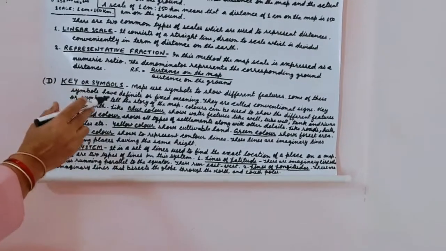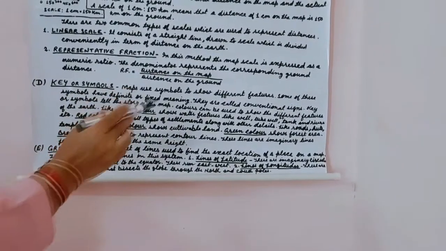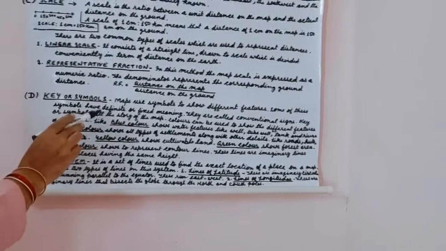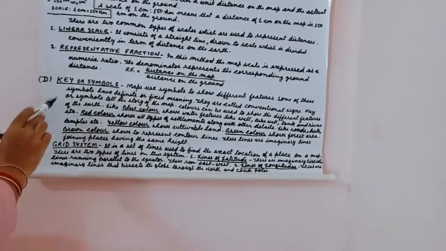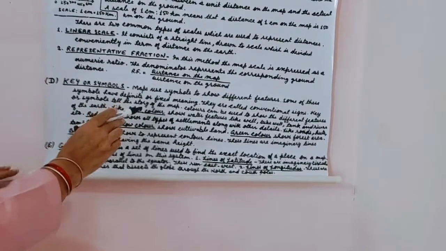D. Key or symbols. Maps use symbols to show different features. Some of these symbols have definite or fixed meaning. They are called conventional signs. Key or symbols tell the story of the map.